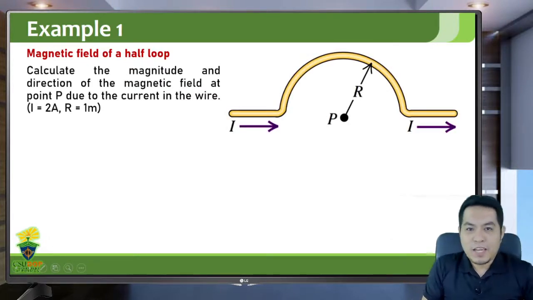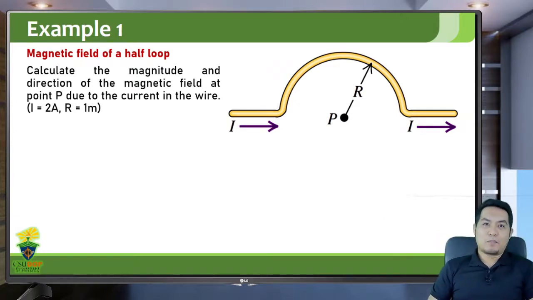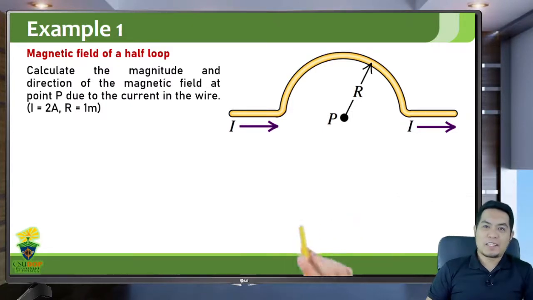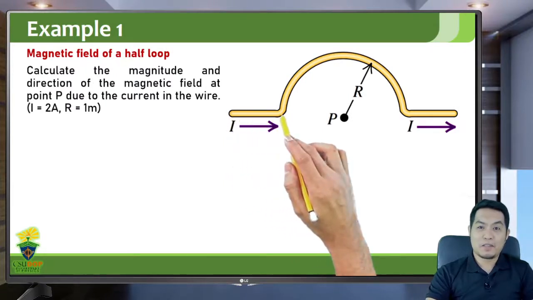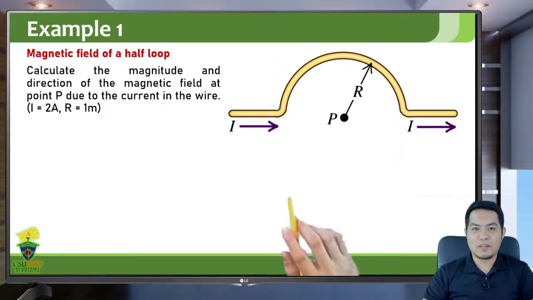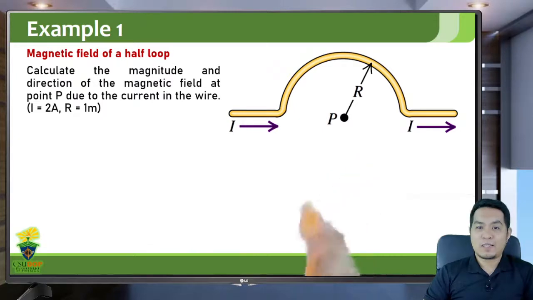Okay, so calculate the magnitude and direction of the magnetic field at point P due to the current in the wire. Your wire here has 3 segments. You have this straight segment, then a half loop segment, and then another straight segment. So we need to take into account the contribution of all the segments.